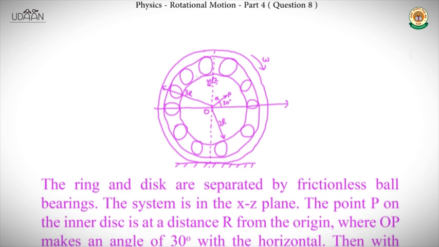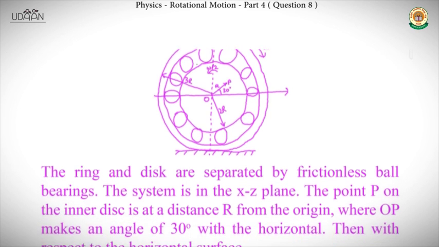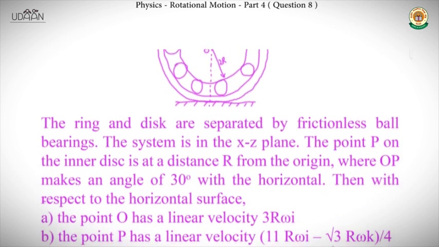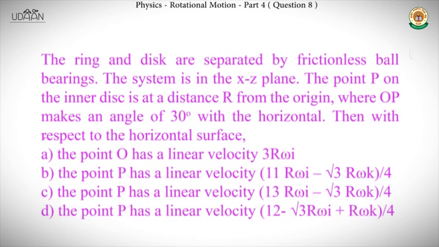The system is in the xz plane. The point P on the inner disk is at a distance r from the origin, where OP makes an angle of 30 degrees with the horizontal. Then, with respect to the horizontal surface, we are given 4 options and we have to find out which option is correct. And mostly the options talk about the linear velocity.